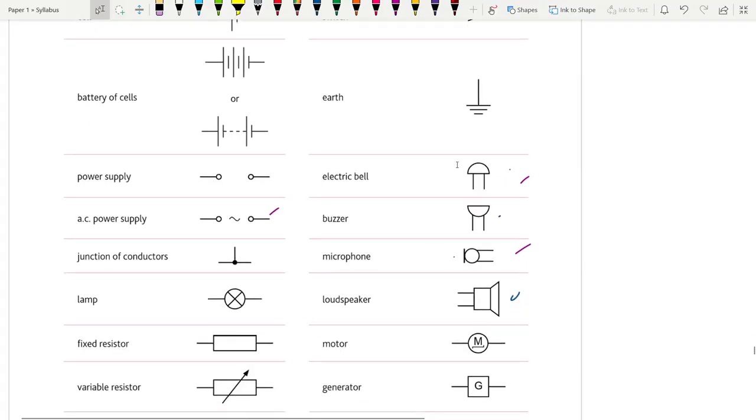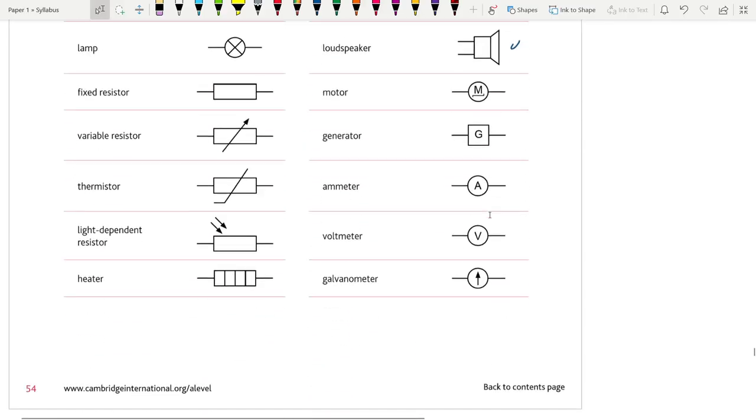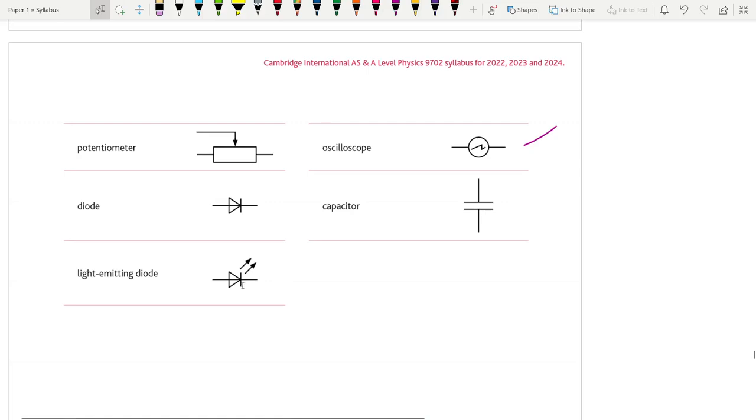So make sure you know these. Hopefully that's fine with you guys. You need to memorize these. Okay, and these are the extra ones. LED, just a diode, potentiometer. This is an oscilloscope, and this is a capacitor.